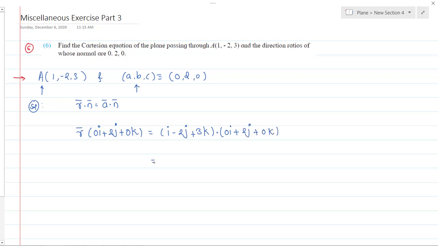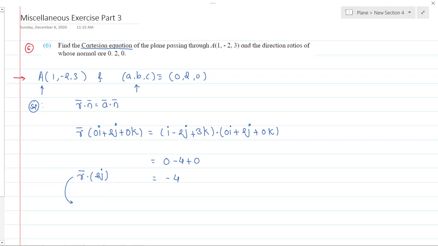Let's solve this. So i dot 0 is 0, minus 2 into 2 becomes minus 4 for j, and 3 into 0 is 0. So what we get is equal to minus 4. And on this side what you have is r bar dot 2j. Now let's convert this into the Cartesian form because the question itself says I want the Cartesian equation. So how do you convert to the Cartesian equation? Replace the i, j, k by x, y and z and remove this r bar.